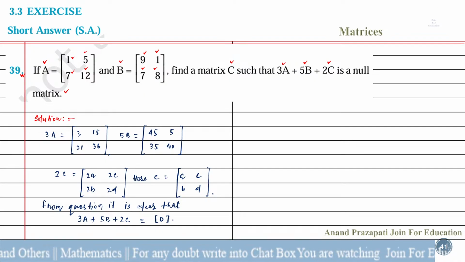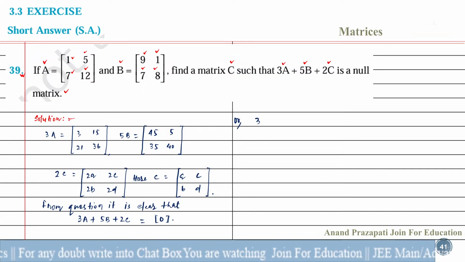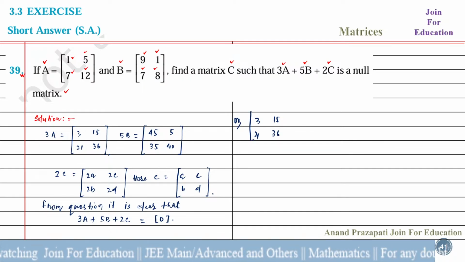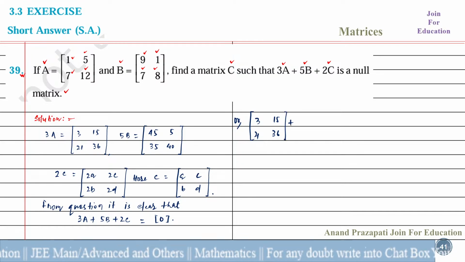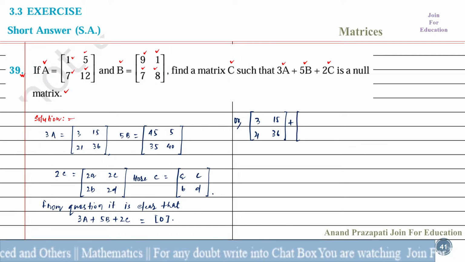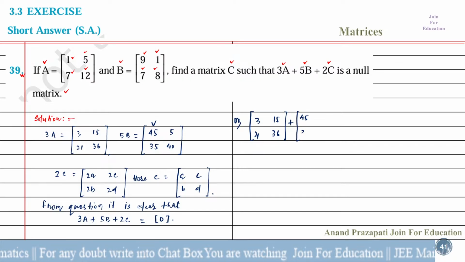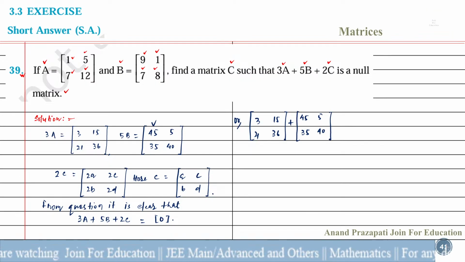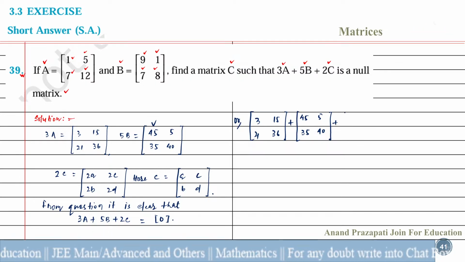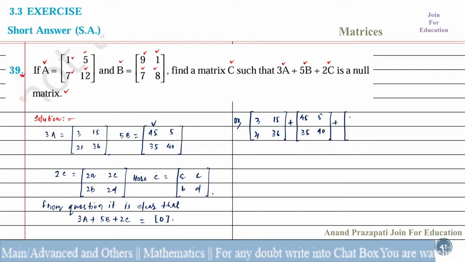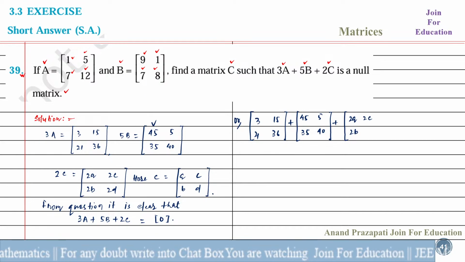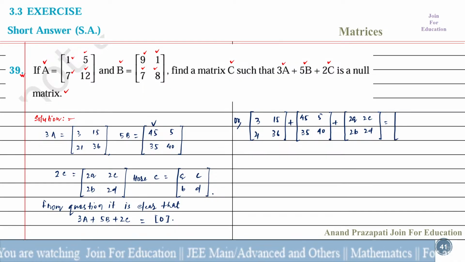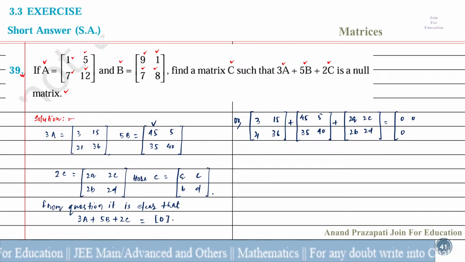So putting the values of this one, we get here 3, 21, 15, 36 plus 5B equal to 45, 35, 5, 40, plus 2C equal to 2A, 2B, 2C, 2D, equal to, this one will be the zero matrix. It means 0, 0, 0 and 0.